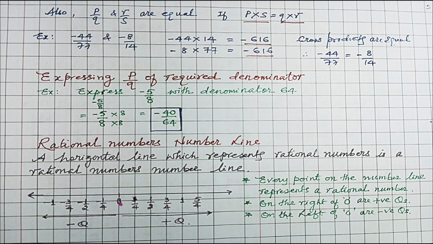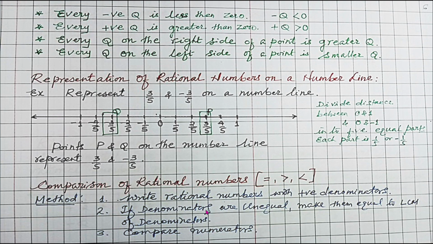So please remember, on the right side of 0 are positive rational numbers, and on the left side of 0 are negative rational numbers. Every negative rational number is less than 0. Every positive rational number is greater than 0. Every rational number on the right side of a point is greater than the one which is on the left side, and every rational number on the left side is definitely smaller than the rational number which is on the right side.